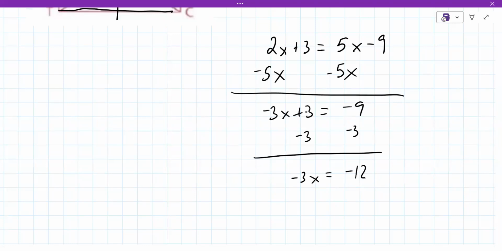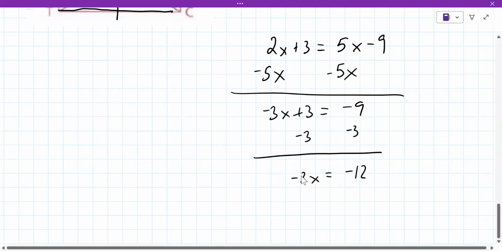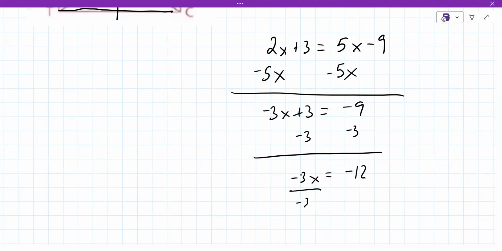Okay, now what do you divide both sides by? By -3, and that equals 4. So x equals 4.